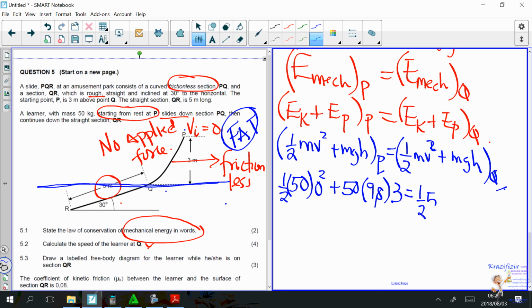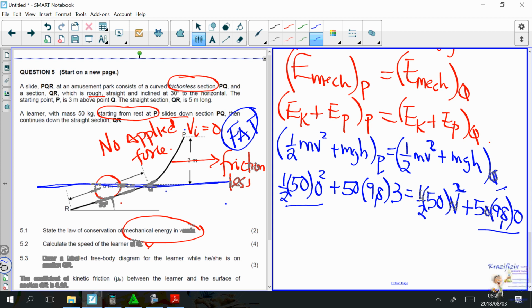Equals to half. What is the mass again? 50. I do not know the velocity. That's what I'm looking for. A speed. What is the mass? 50. What is g? 9,8. Now, what is the height at Q from Q? Remember, we said height of P from Q and height of Q from Q. It's 0. So we can substitute quickly. All of this would give me 0, and all of that would give me 0.